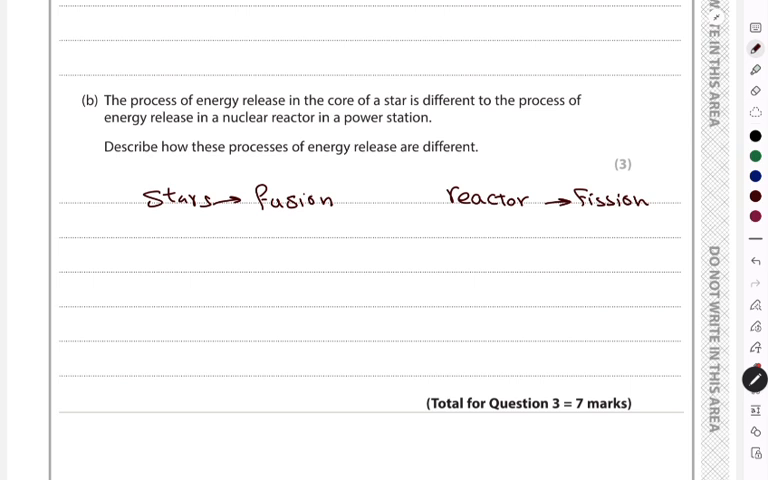So fusion, joining of nuclei. Fission is splitting of nuclei. Let's move on.